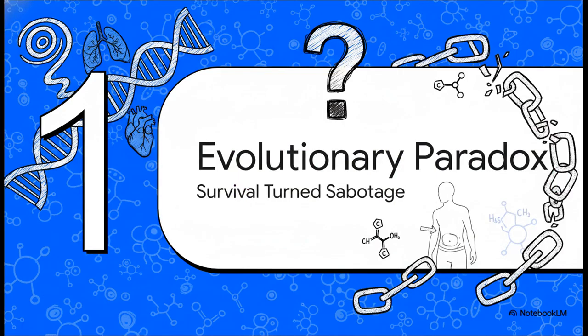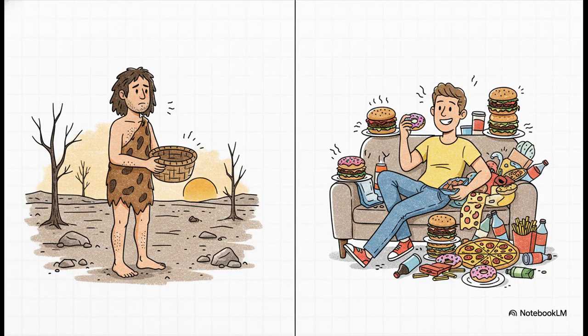Section 1. The evolutionary paradox, survival turns sabotage. Our investigation begins with a really fundamental question. Why is the exact mechanism that evolution designed to keep us alive now causing a massive global health crisis? Well, think about it. For most of human history, evolution built us to survive nutrient scarcity. Whenever we actually found food, our bodies needed a super efficient way to shift from producing energy to storing it away for the inevitable famine. And insulin? Insulin is the pivotal master regulator of that transition. It's the hormone yelling, hey, we have food, store the fuel.